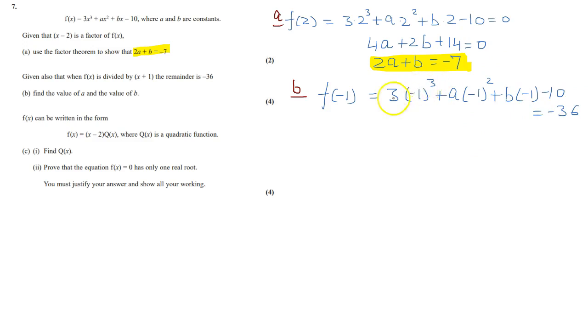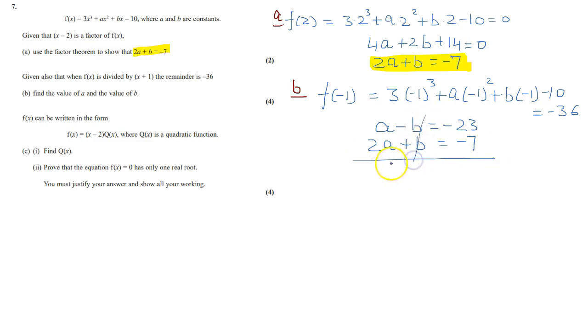This is minus 3 minus 10, and this will be a minus b is equal to minus 13. So plus 13 minus 36. So this is minus 23. And our first, we have to find the value of a and b. Our first equation is 2a plus b is equal to negative 7.